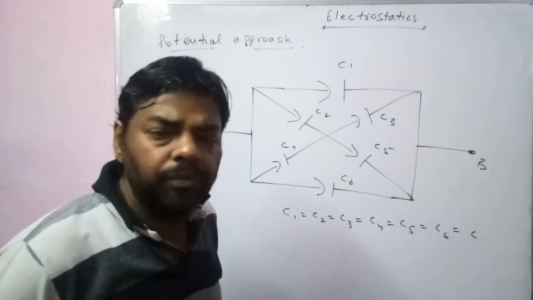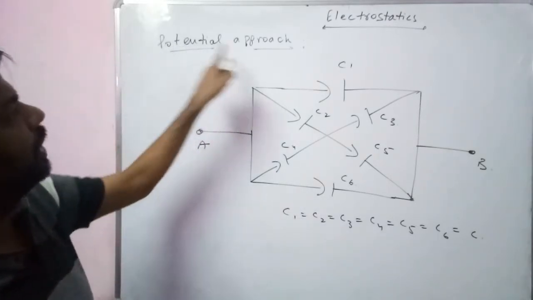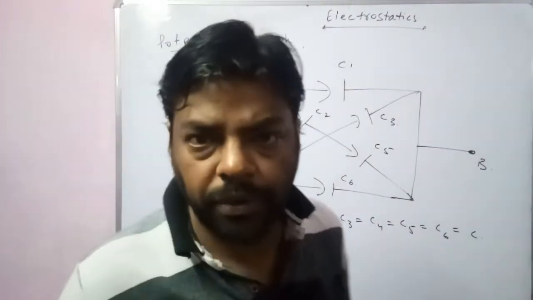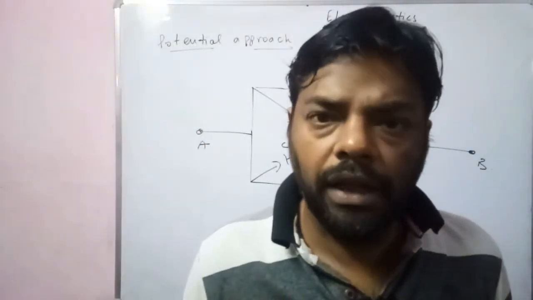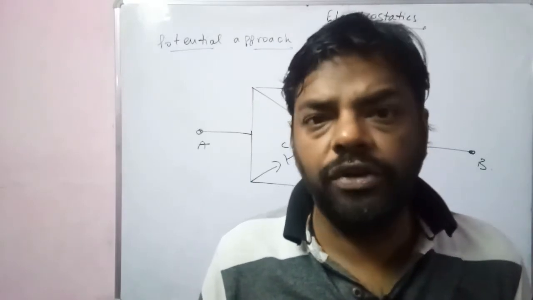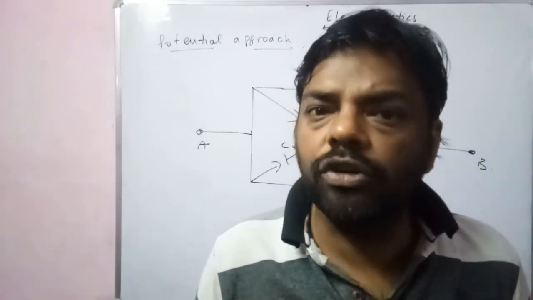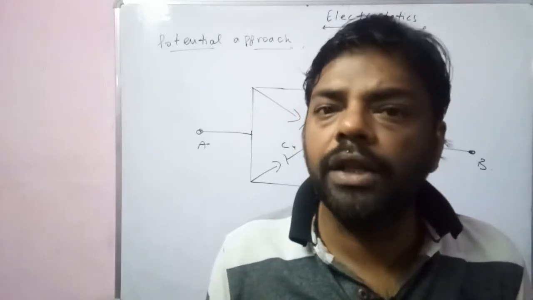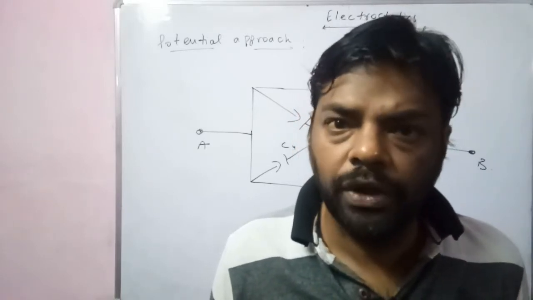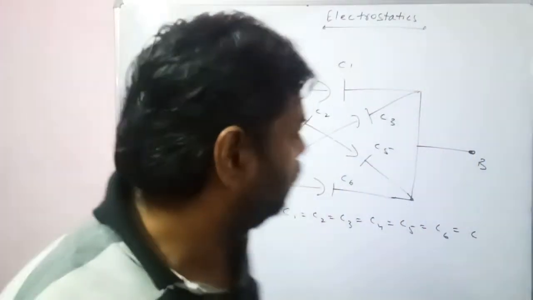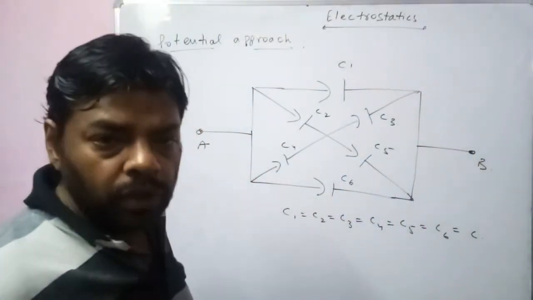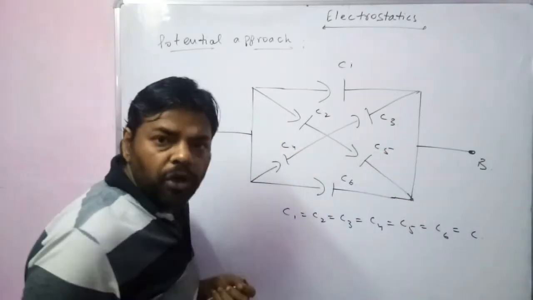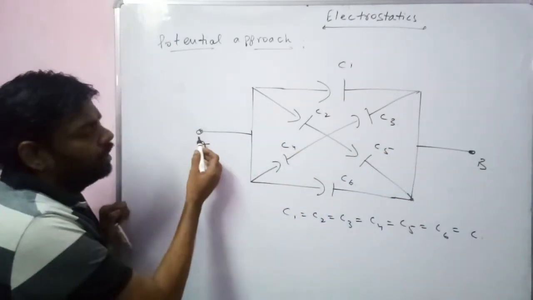Since I am giving the name potential approach, we are going to use the tip that any number of points or the plates of the capacitors which are connected by a wire are at the same potential. Now, take a look. We have to solve the equivalent capacitance between the points A and B.